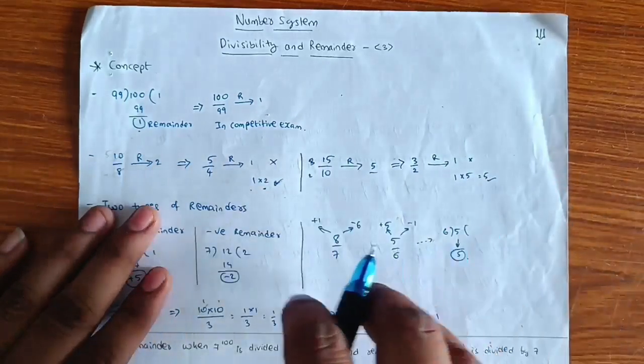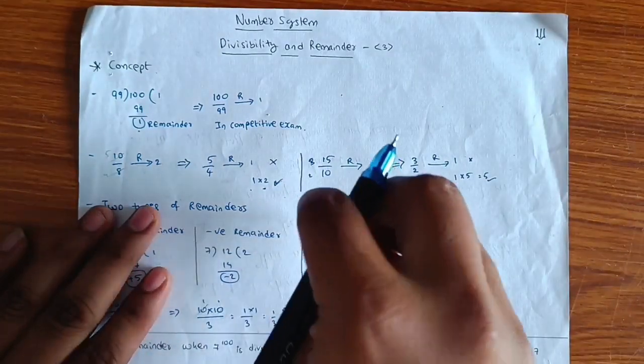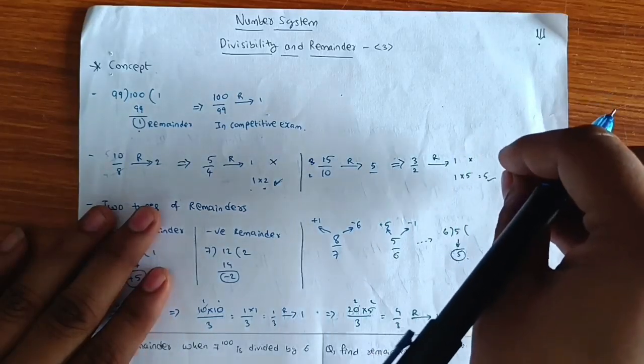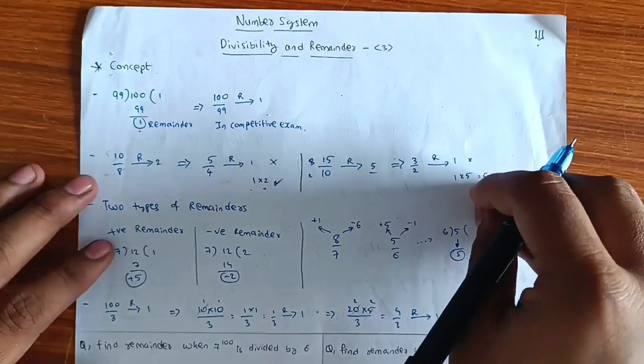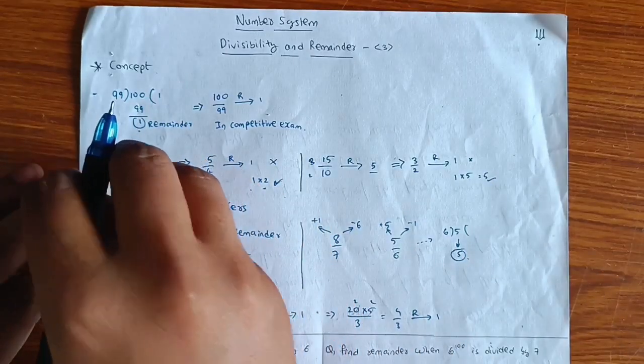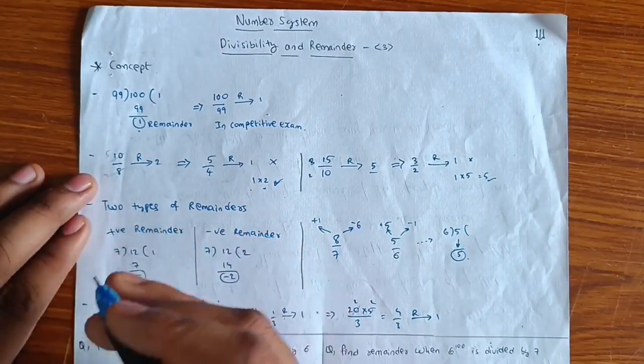So this will give correct answers, because whenever you strike out with any number, you should multiply at the remainder side. So that will give the correct answers. This is the concept you should remember. Now let us move to the next concept.